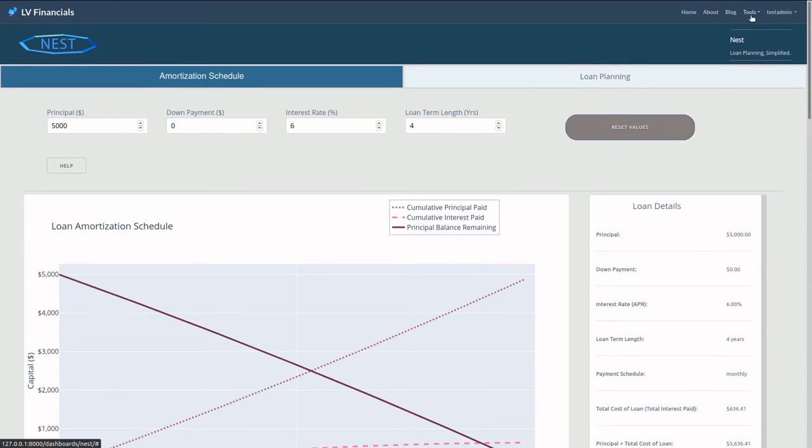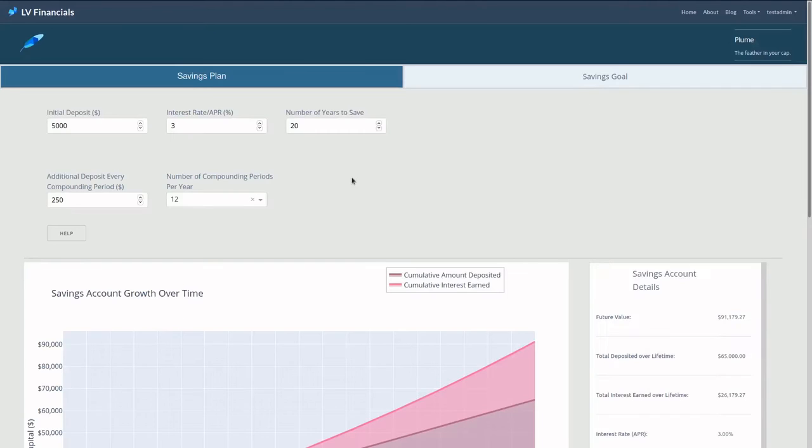Scroll back up and go to the Tools drop-down and choose the Savings Planning Dashboard. Go to the Savings Plan tab. Set the initial deposit to the same amount that you would pay on your loan. In this case, we're using $5,000 as the example. For the interest rate, you can set this to what you might expect to get if you deposit that $5,000 into a savings account or into an investment of some kind.